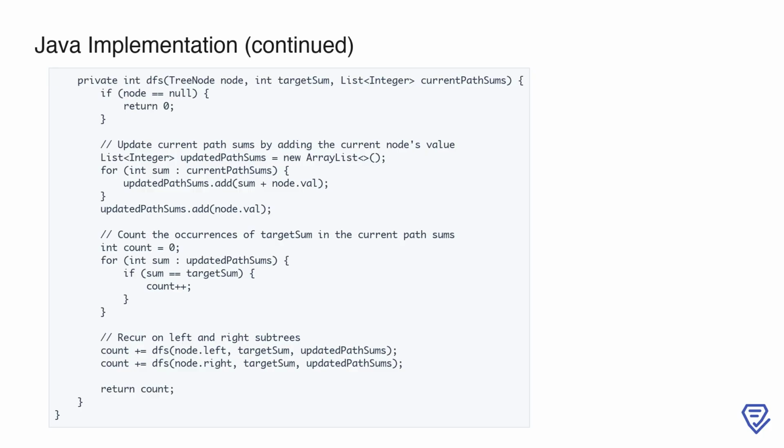Next, we count how many of these updated path sums are equal to the target sum. This count is then incremented by the results of recursively calling DFS on the left and right child nodes, passing along the updated path sums. Finally, the total count for the current node and its subtrees is returned. This approach ensures we evaluate all paths in the tree efficiently.